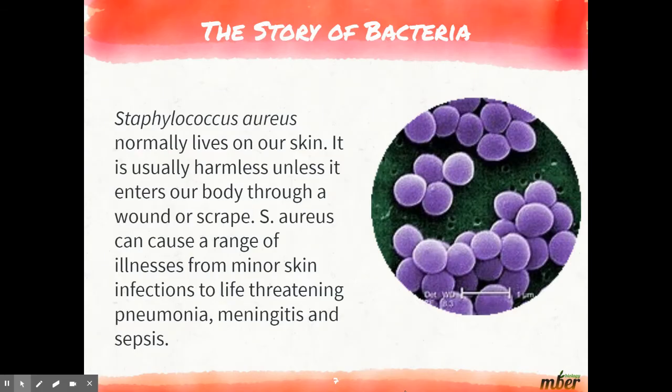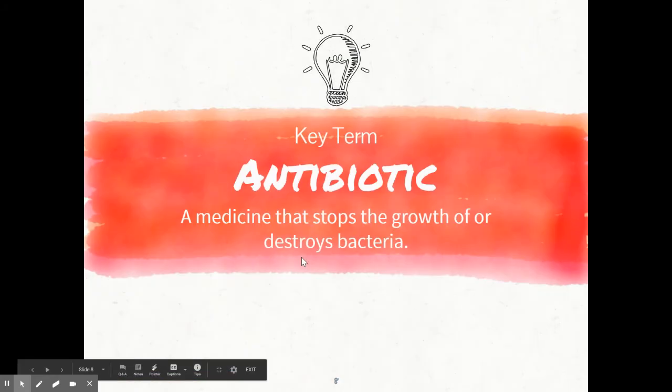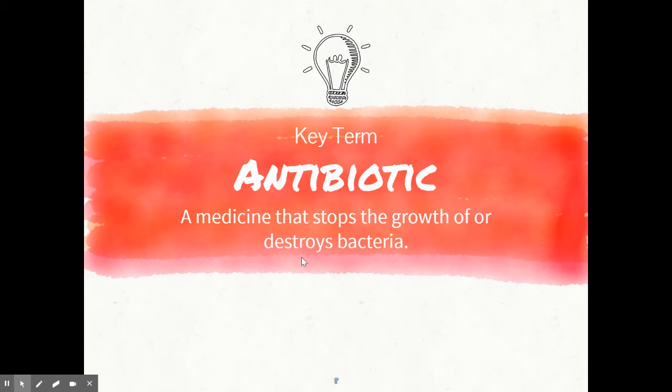The story of bacteria. So Staphylococcus aureus is a bacteria that normally lives in our skin. It is harmless unless it enters through a wound or scrape, so basically any broken skin. S. aureus can cause a range of illnesses from minor skin infections to life-threatening pneumonia, meningitis, and even sepsis. So this is a key term, antibiotic. Antibiotic is a medicine that stops the growth of or destroys bacteria.